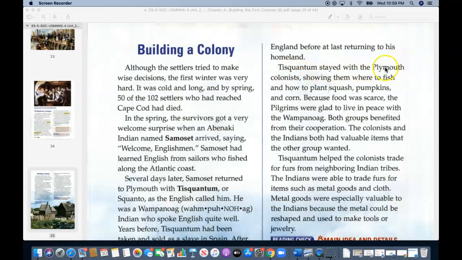Tisquantum stayed with the Plymouth colonists, showing them where to fish and how to plant squash, pumpkins, and corn. Because food was scarce, the Pilgrims were glad to live in peace with the Wampanoag. Both groups benefited from their cooperation. The colonists and the Indians both had valuable items that the other group wanted.